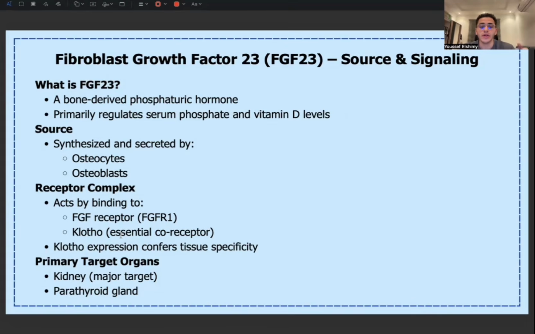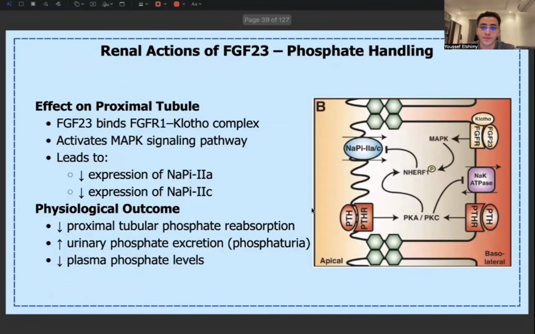Another essential co-receptor is Klotho. Klotho expression confers tissue specificity. It is found mainly in the kidney as well as the parathyroid. So FGF23 plays a major role on kidneys and parathyroid glands, and we're going to talk about it.